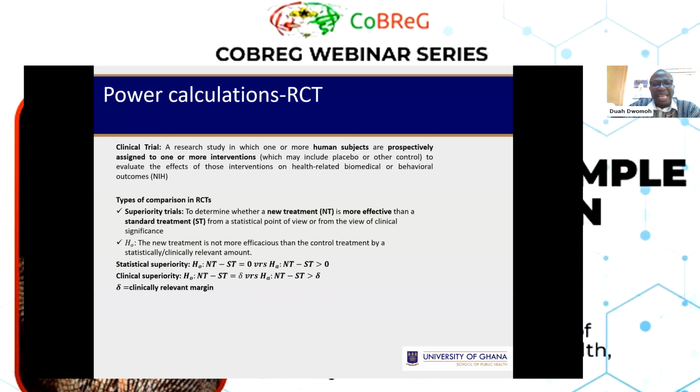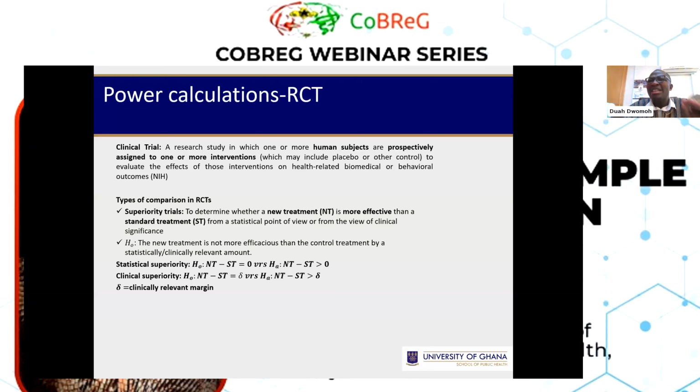If our focus is on clinical superiority, then our null hypothesis is that the new treatment minus the standard treatment is equal to delta. What is this delta here? That is the clinically relevant amount of change that we want to see. So if the clinically relevant amount of change that you want to see is, say, 0.1 kg, then that is the delta. The difference between the new treatment and the standard treatment is equal to that 0.1, or the difference is greater than 0.1. Clearly, this is like a one-tail test. So the delta is what we are referring to as the clinically relevant margin.